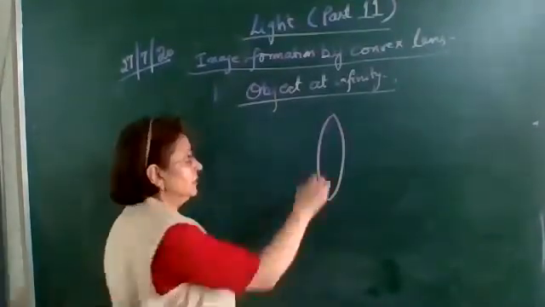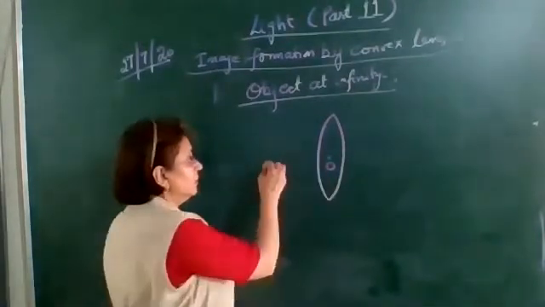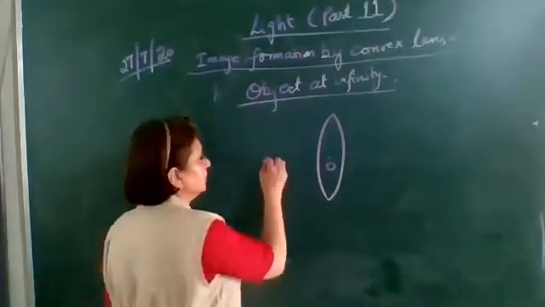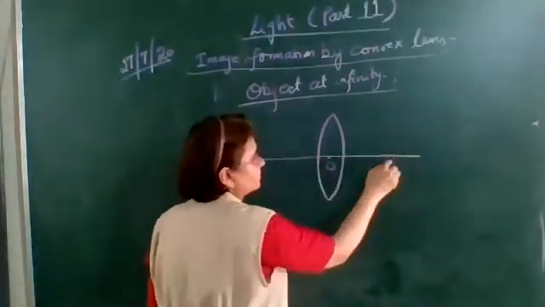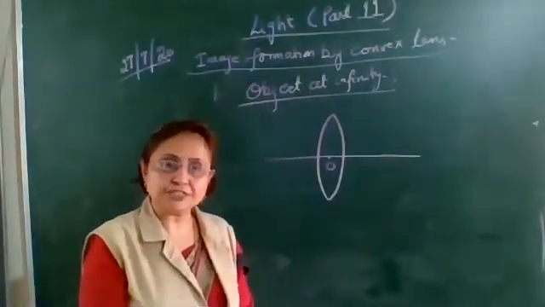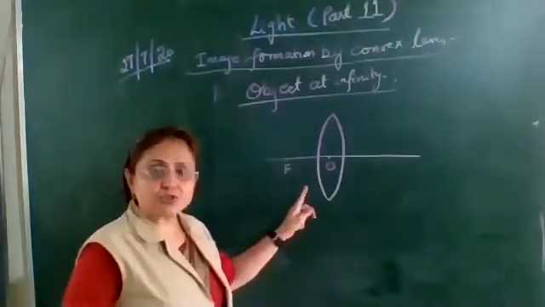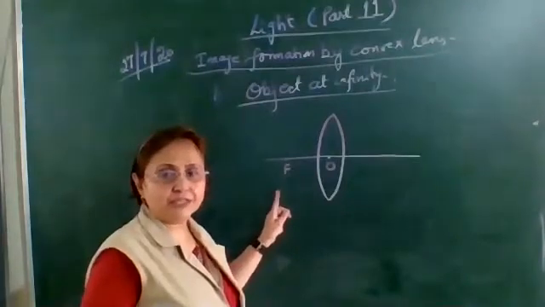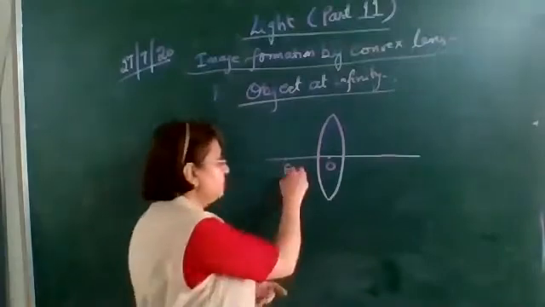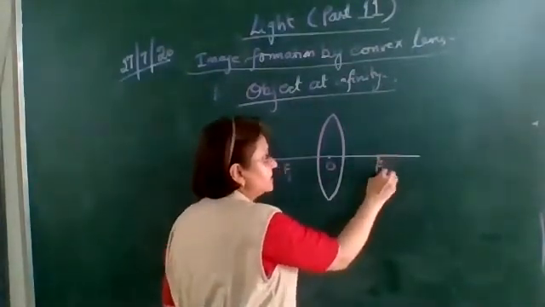Convex lens, the central point we call the optical center. Draw the principal axis. Principal axis is this straight line passing through the optical center and perpendicular to both the faces. Now here the lens has two foci, one on either side. On the left side we'll mark it as F1 and on the right side we'll mark it as F2.